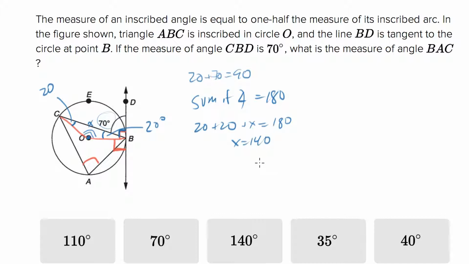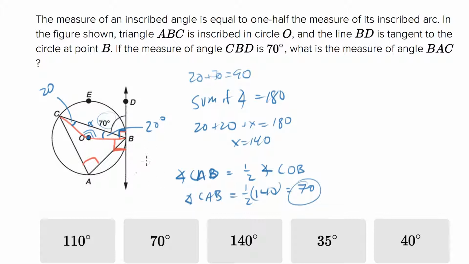If X is 140 and A is half of that, this is the rule they give you, angle CAB is equal to 1/2 of angle COB. COB is X. So the measure of angle CAB is equal to 1/2 of 140, which is equal to 70, which looks about right if you just eyeball it. So that's good. It's a good double check.